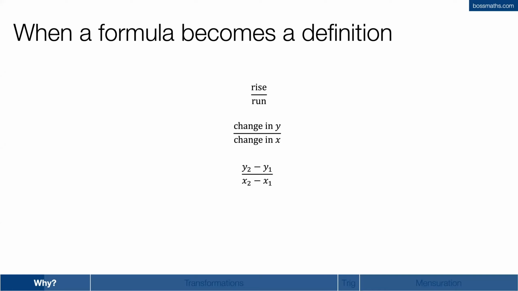But I actually prefer the latter as a definition. I prefer using that wordy definition and then obtaining one of these formulas as a consequence of the definition, rather than the other way around. Why? I mean, why do I prefer that?